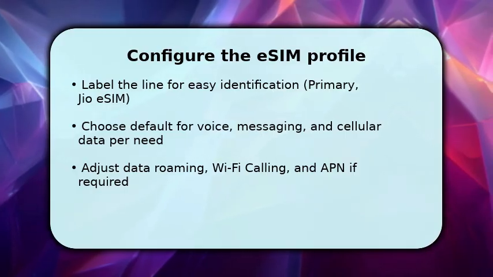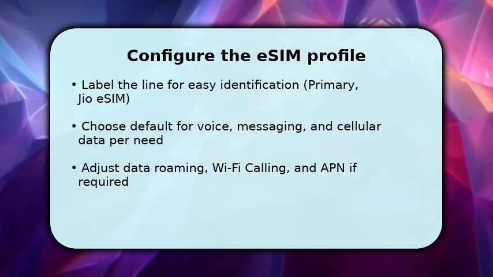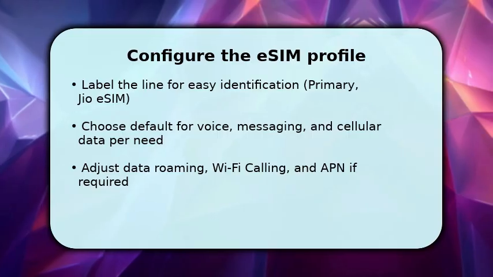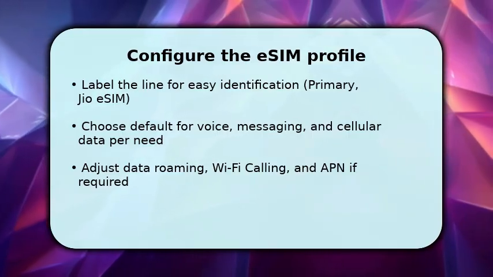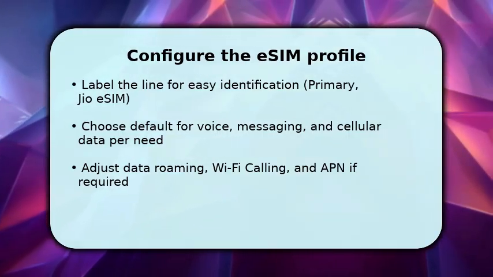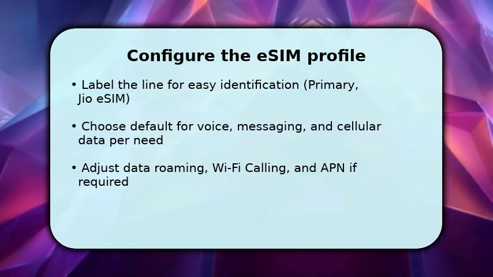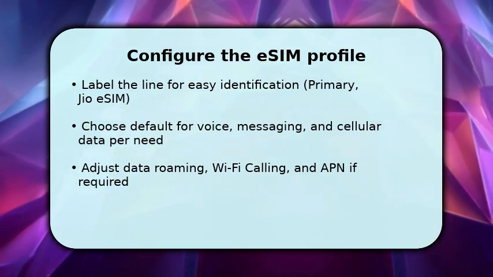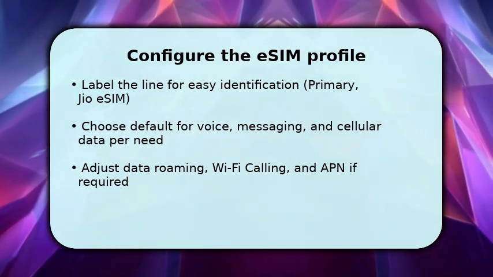Then enable Wi-Fi calling and set data roaming preferences if you travel. If data fails, check APN values against Jio settings and update them. Changing the default data line forces apps to use the right SIM for internet access.